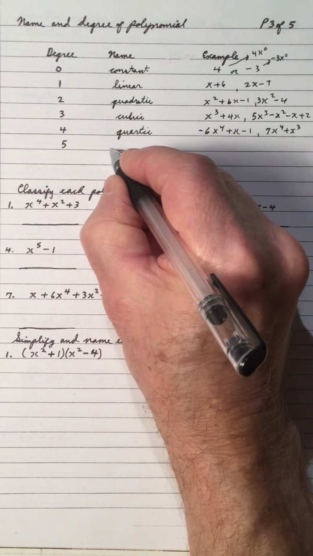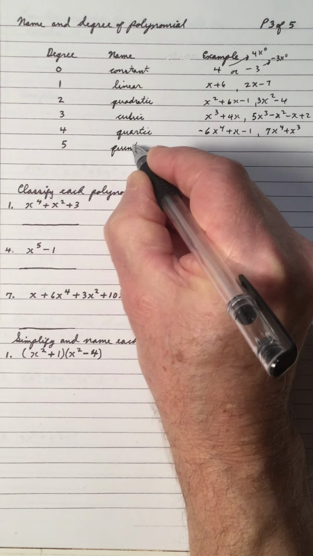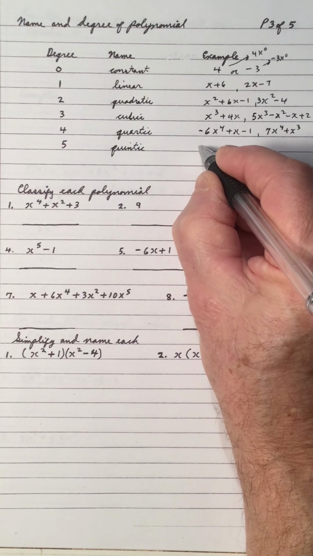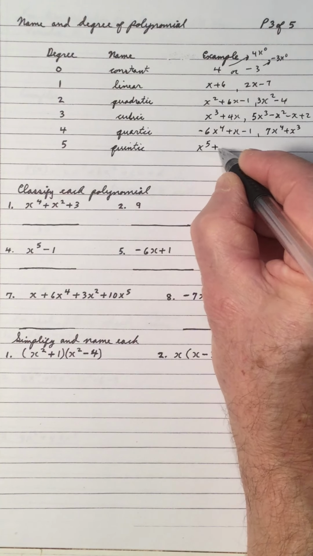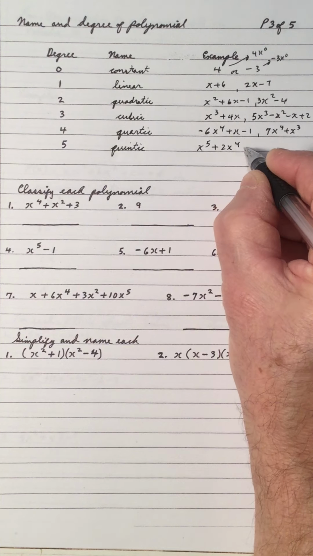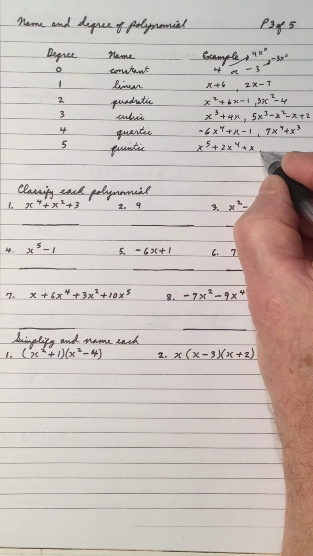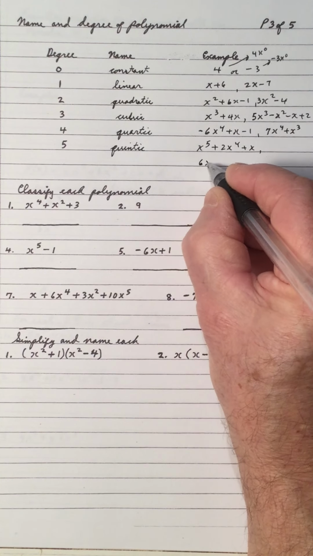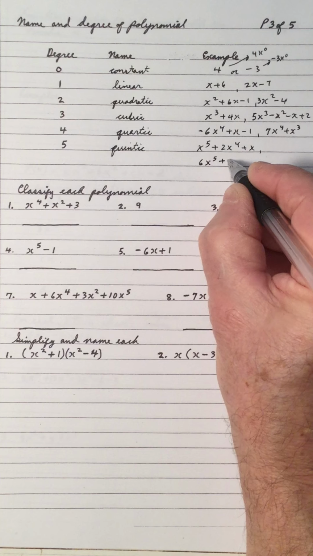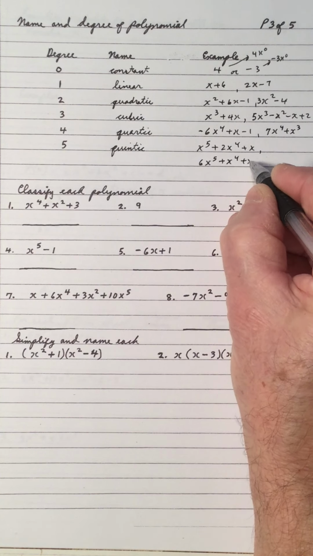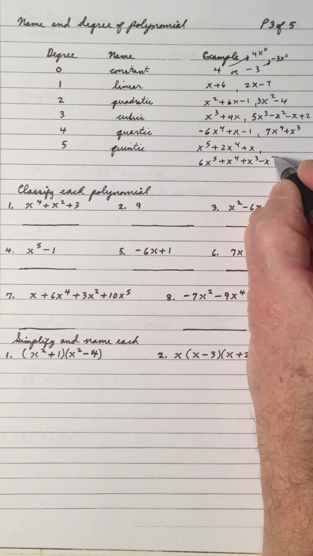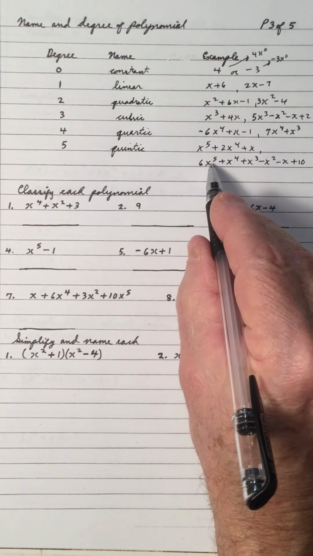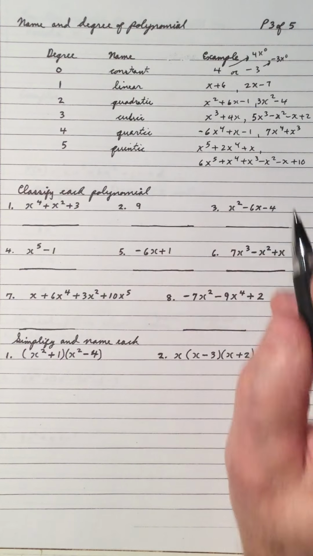And degree 5 is quintic, Q-U-I-N-T-I-C, and it starts with degree 5. So it's x to the 5 plus 2x to the 4 plus x. Or we could have, let's write a longer one down here, 6x to the 5 plus x to the 4 plus x cubed minus x squared minus x plus 10. So it's quintic, degree 5, the leading term.